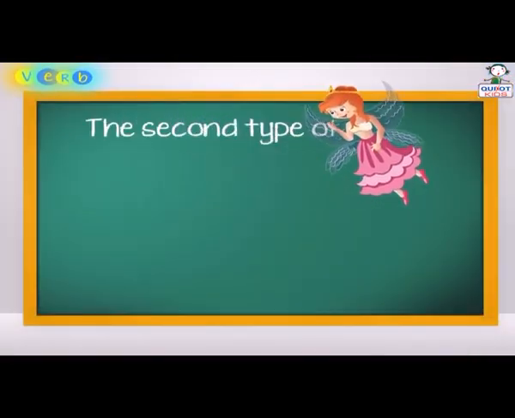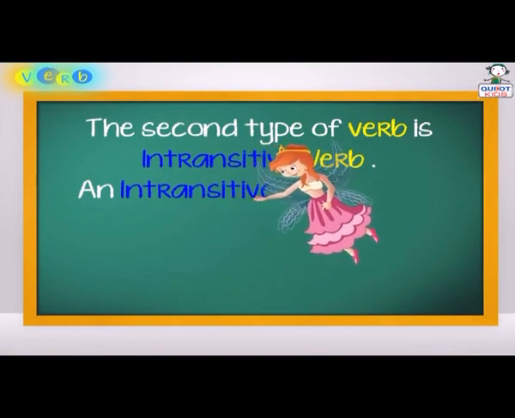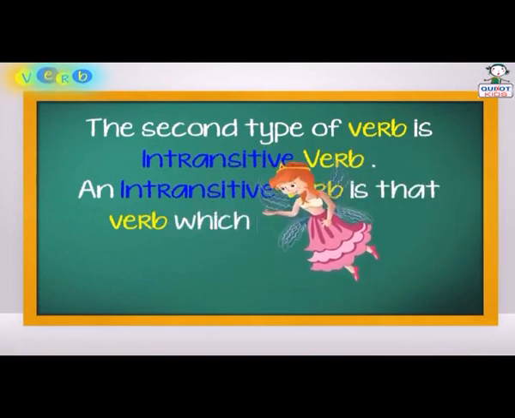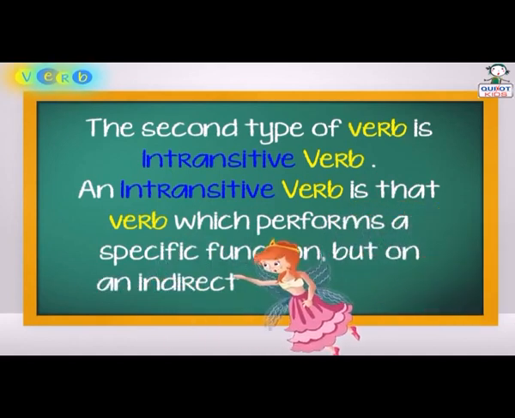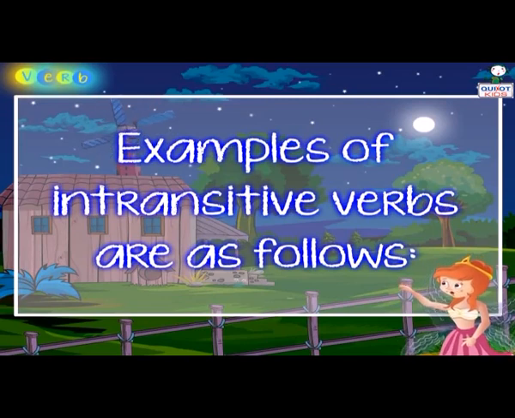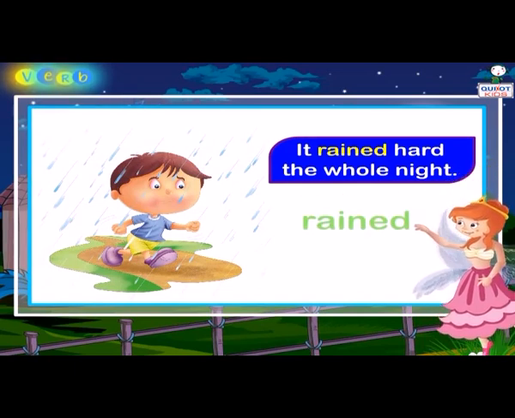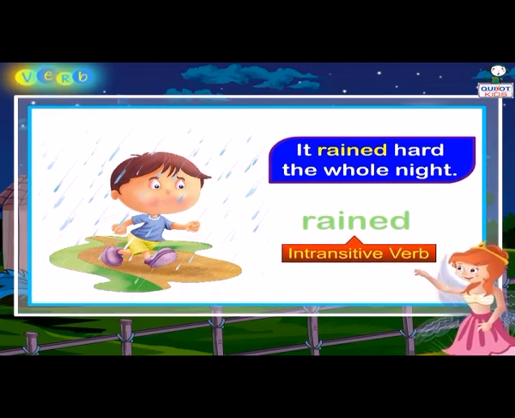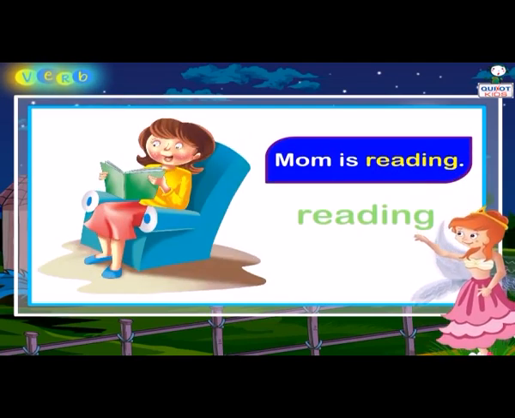Welcome, friends. The second type of verb is intransitive verb. An intransitive verb is that verb which performs a specific function but on an indirect or no subject. Examples of intransitive verbs are as follows. It rained hard the whole night. Rained is intransitive verb. Mom is reading.